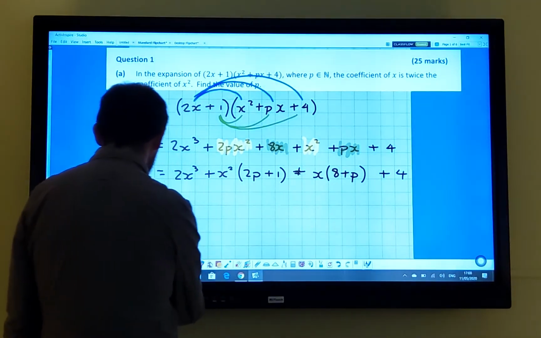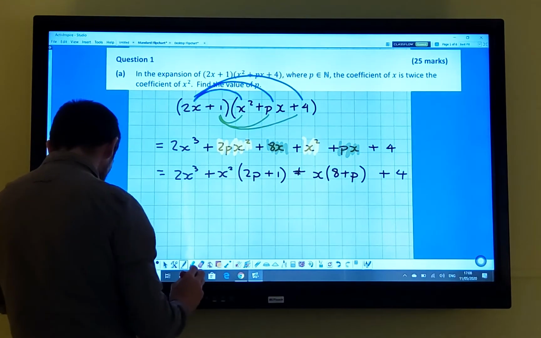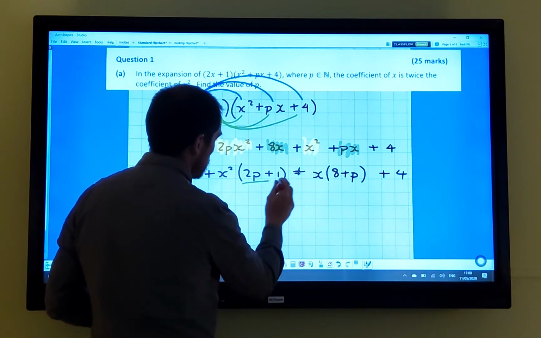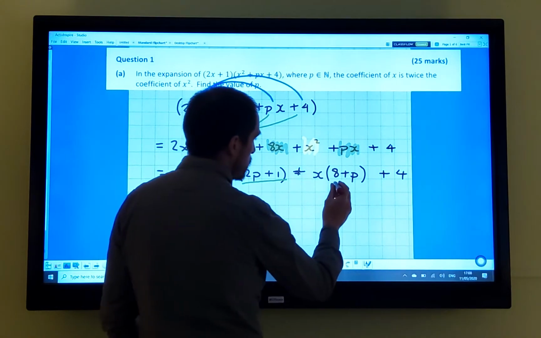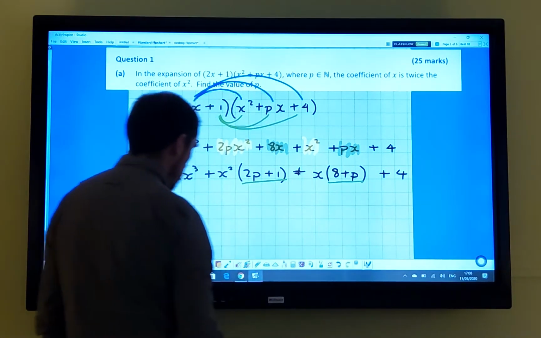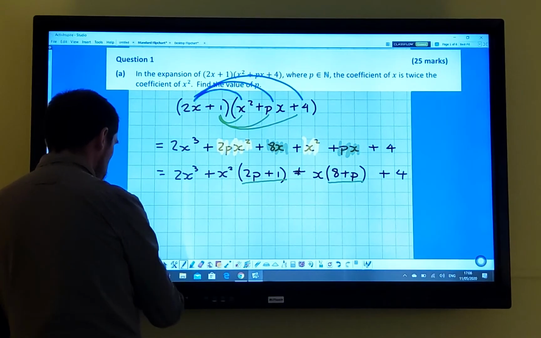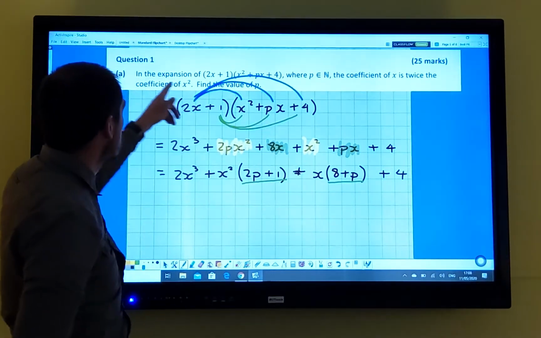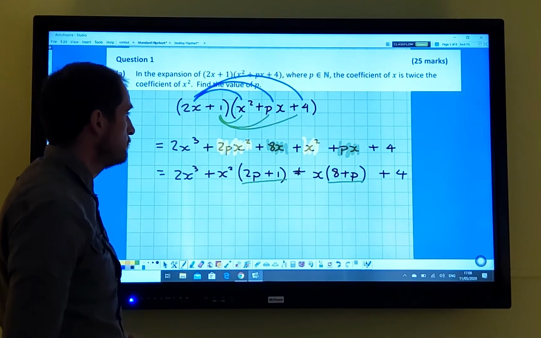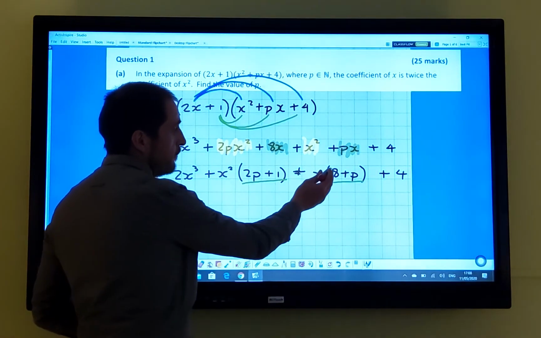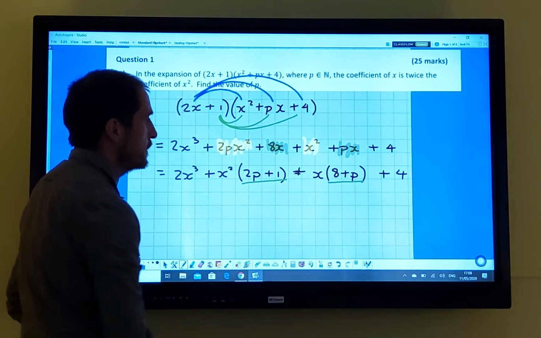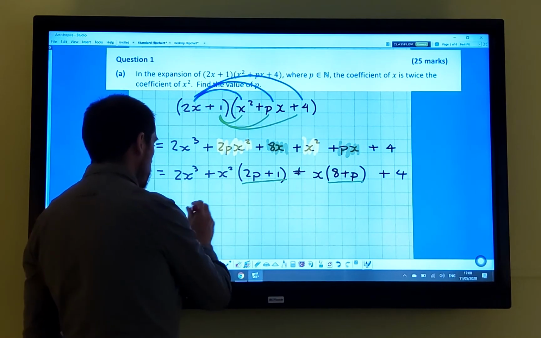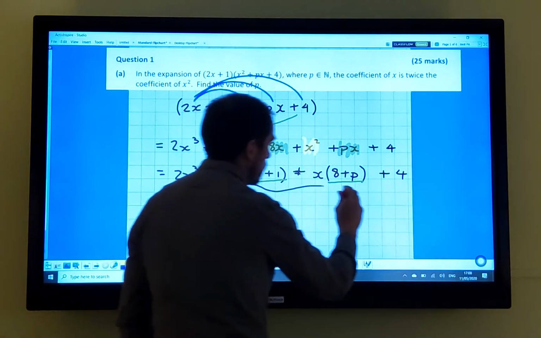Now, let's look. The coefficients are as follows. The coefficient of x² is 2p + 1. The coefficient of x is 8 + p. This allows me to conclude, because it says the coefficient of x is twice the coefficient of x², that if I divide this by 2, it will be equal to this here. So I can now form my equation as follows.